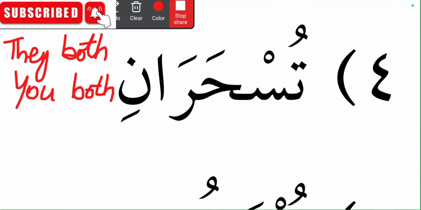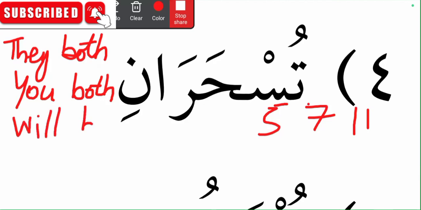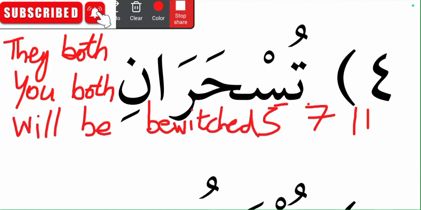जी. कैसे? तुसहरू युसहरू युसहराने युसहरुना तुसहरू तुसहराने number 5. युसहरना तुसहरू तुसहराने again number 7. तुसहरुना तुसहरीना तुसहराने number 11. Right? 5, 7 or 11. So either it can be they both or it can be you both. Now the word is will be bewitched. Bewitched मतलब तुम दोनों पर जादू किया जाएगा या तुम दोनों पर जादू किया गया है.